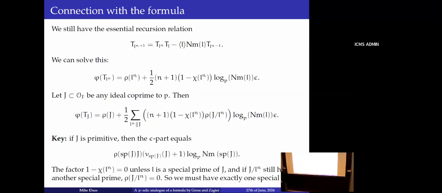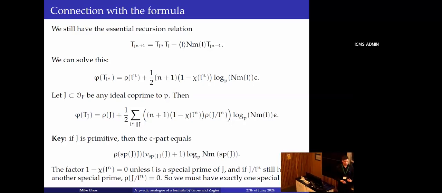So the only way I can get any non-zero contribution from this disgusting looking sum is if I only have one special prime, exactly as Gross and Zagier had in their formula. And then I just get this logarithm of the norm of the special prime. This n plus 1 becomes this valuation, and this rho becomes this rho. So you just get it on the nose. So it really, to me, feels like a very correct way of arriving at this result, just because it comes so easily.